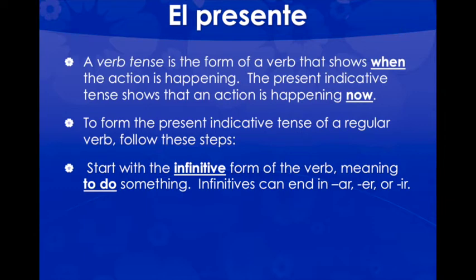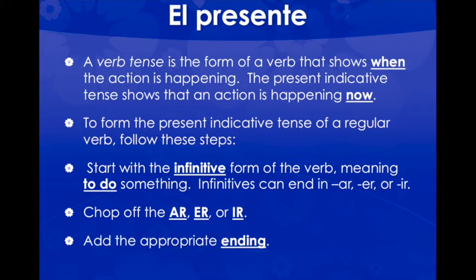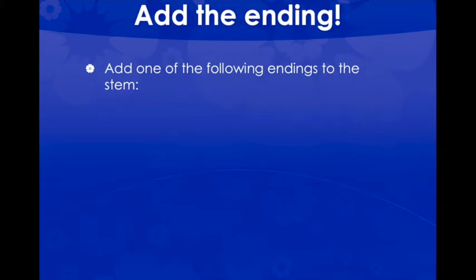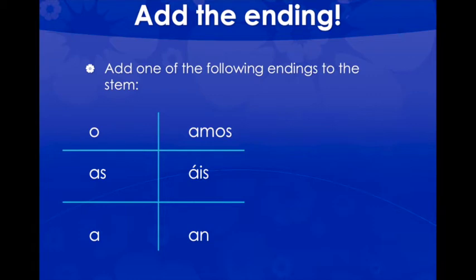In Spanish, you're going to know that infinitives end in AR, ER, or IR. So the next thing you're going to do is you're going to take that infinitive, chop off the AR, ER, or IR, and then you're going to add the appropriate ending. What that's going to look like for AR verbs is the following. So if we looked, for example, the verb hablar, which means to talk or to speak, we know it's an infinitive in Spanish because it ends in AR, and we're going to chop off the AR ending and then add one of the following endings to the end of it for AR verbs. And this applies to all AR verbs. O, as, a, amos, áis, and an.